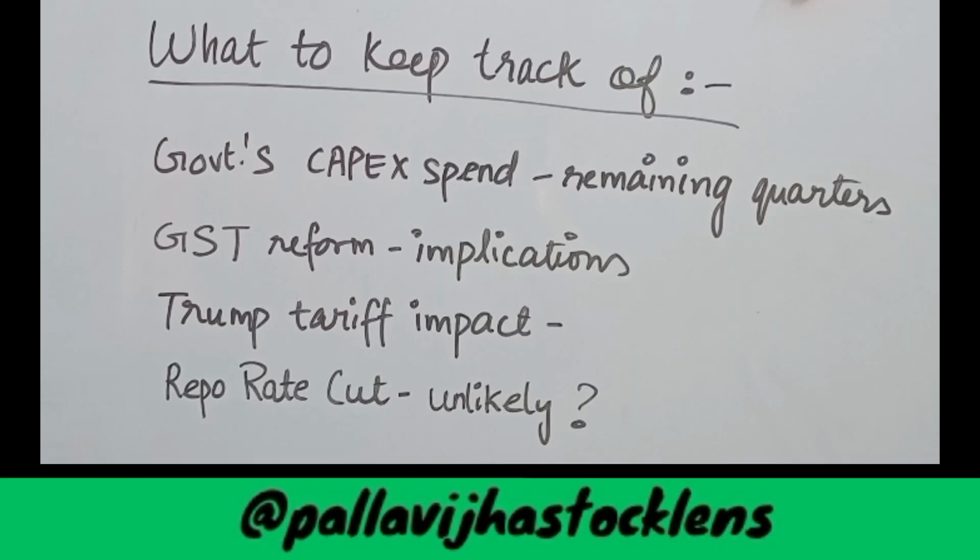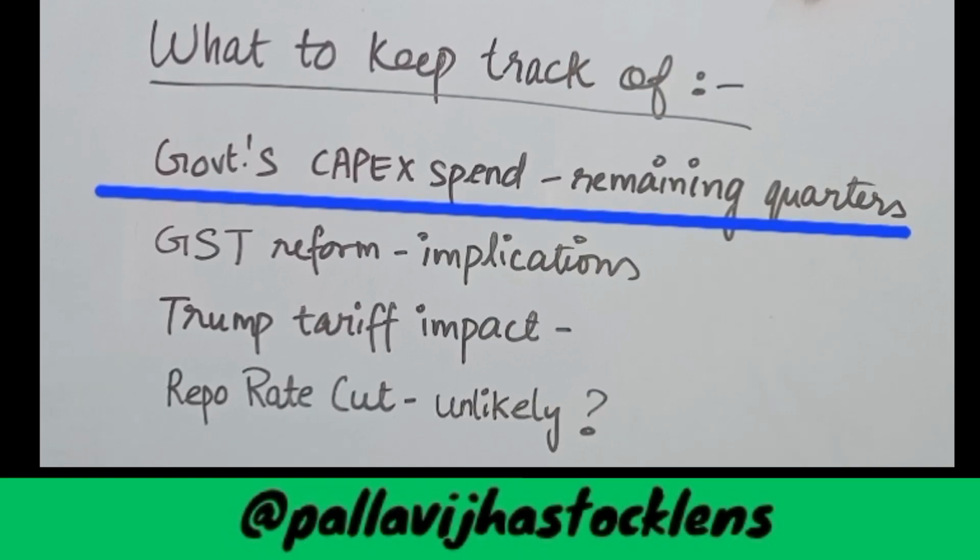So what is the path ahead, or what should we look forward to? The first is that government spending might reduce, because we've seen the government has already spent a huge quantum of its expenditure quota in Q1 FY26 itself. So when that slows down, it will show its effect on the GDP numbers going forward.